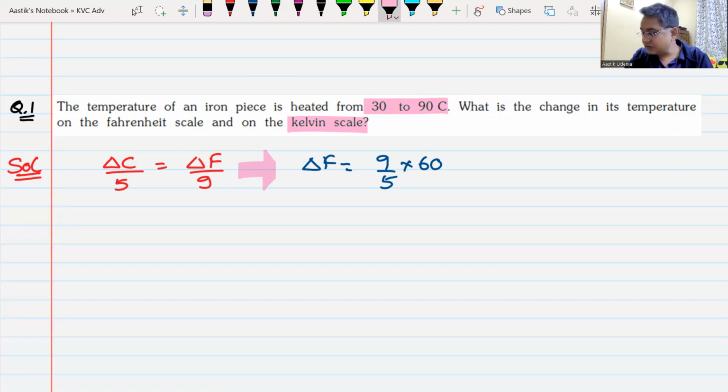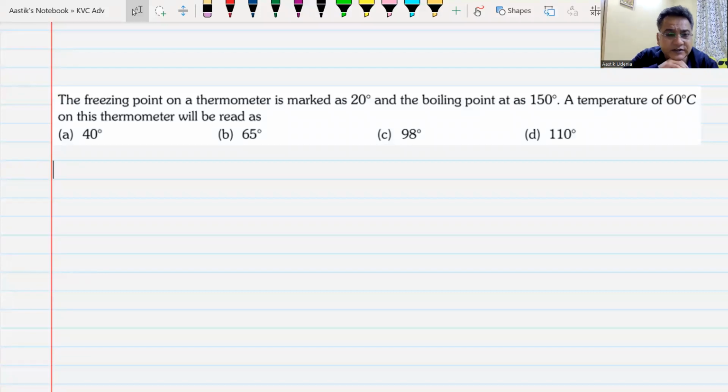This is the next question in this category. The freezing point on a thermometer is marked at 20 degrees and the boiling point is marked as 150 degrees. This question could be put this way: I have made a new scale A, in which the freezing point is 20 degrees A and the boiling point is 150 degrees A. How much will a temperature of 60 degrees Celsius be on my scale? The question remains the same. I hope you understand the question. Yes or no?